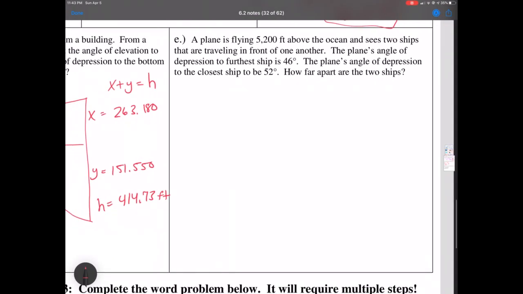And the next example, E. A plane is flying 5,200 feet above the ocean and sees two ships that are traveling in front of one another. The plane's angle of depression to the furthest ship is 46 degrees. The plane's angle of depression to the closest ship is 52 degrees. How far apart are the two ships? So here's my plane. Here's ship 1 and ship 2. We'll call them A and B. And we'll call this P for the plane.